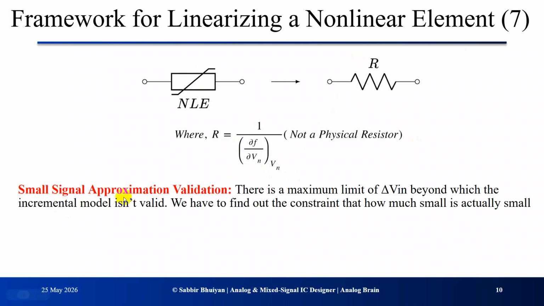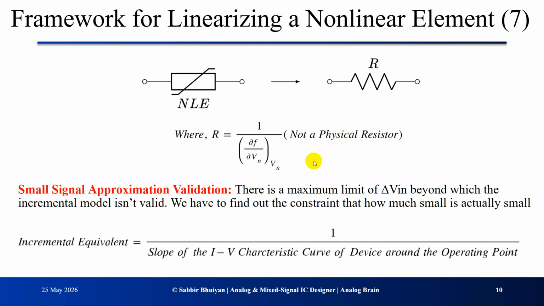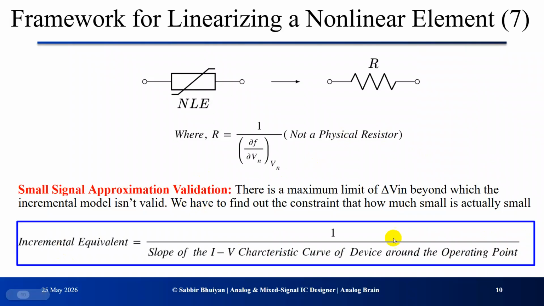Okay, so small signal approximation validation. There is a maximum limit of Δv beyond which the incremental model is not valid anymore. We have to find out the constraint of how small is actually small. This is extremely important in practical analog design in real silicon. Every nonlinear device has a valid small signal region. Outside that region, distortion increases, harmonics appear, and the linear model becomes inaccurate. So small signal analysis always comes with a validity constraint. You have to remember it.